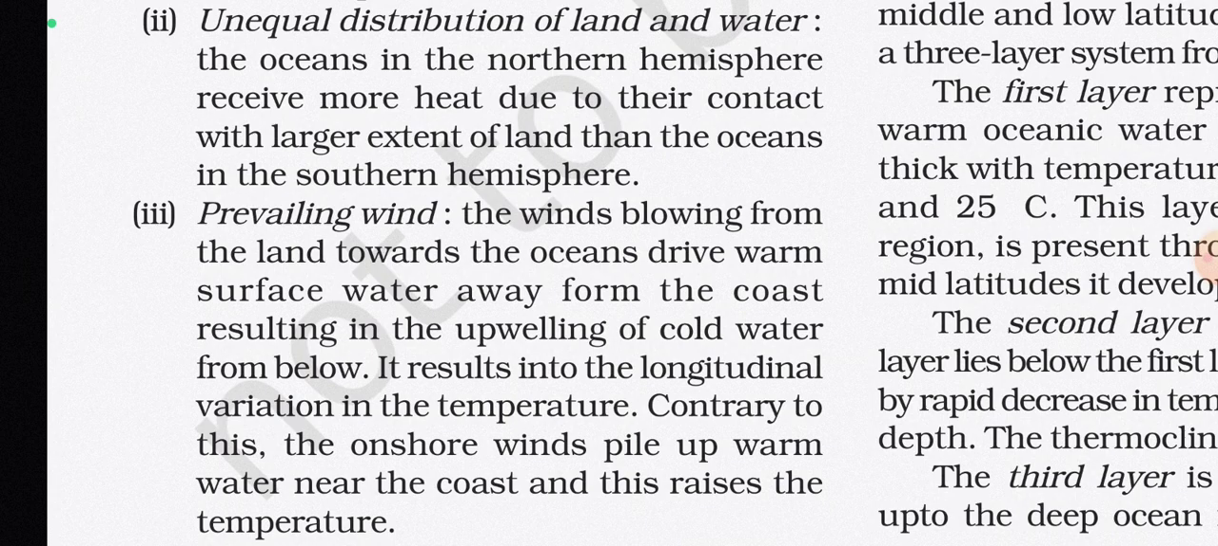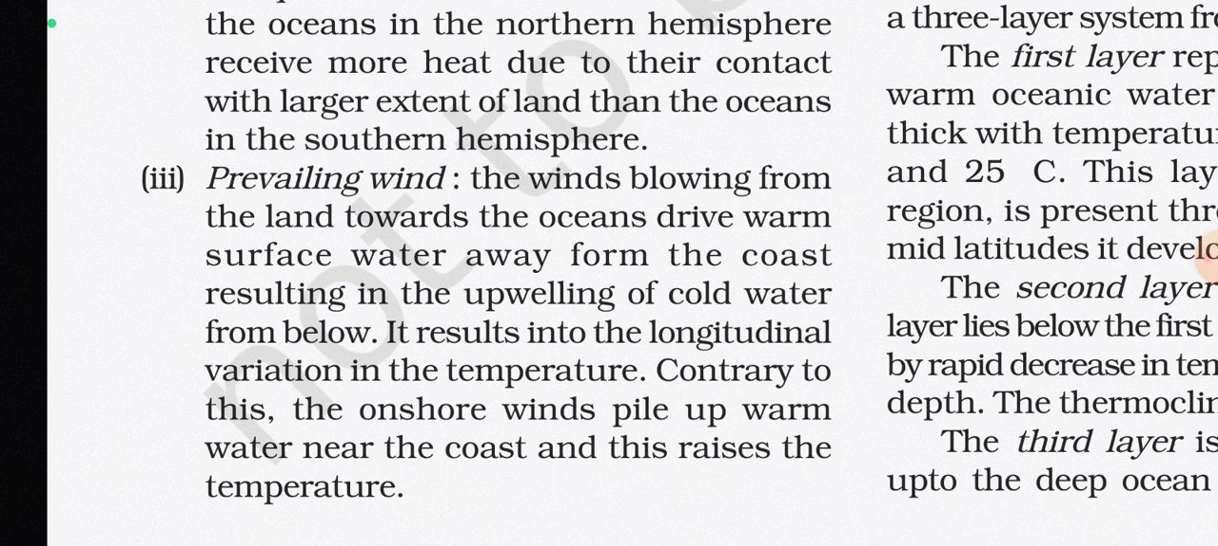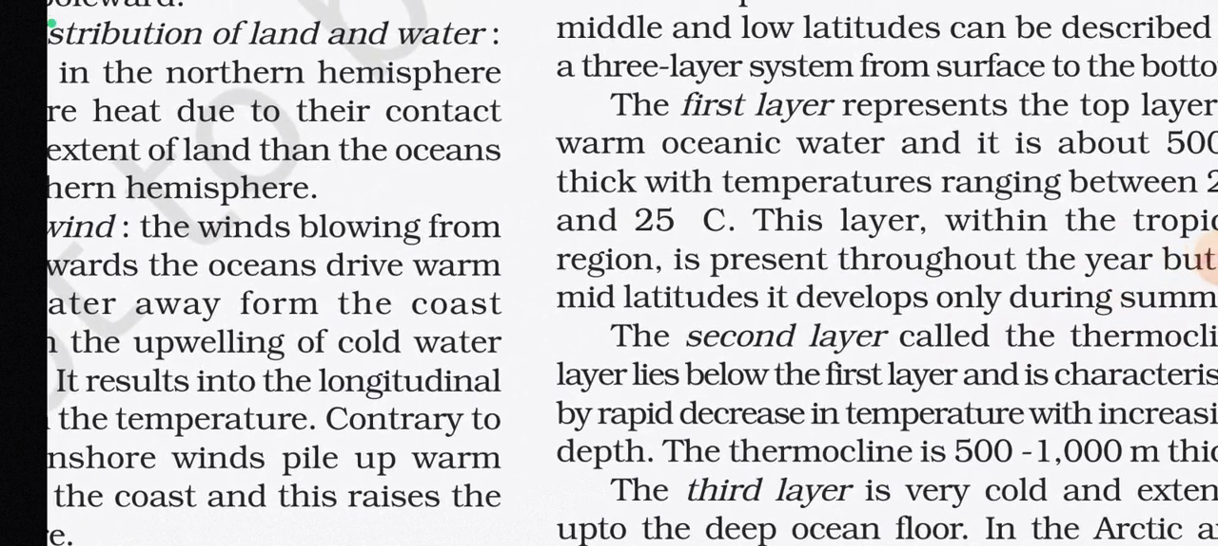Prevailing wind. The winds blowing from the land towards the oceans drive warm surface water away from the coast, resulting in the upwelling of cold water from below. It results into the longitudinal variation in the temperature. Contrary to this, the onshore winds pile up warm water near the coast and this raises the temperature.